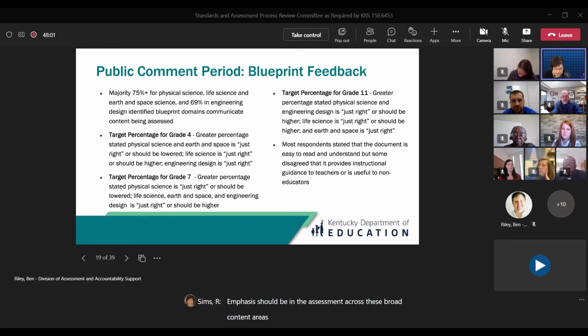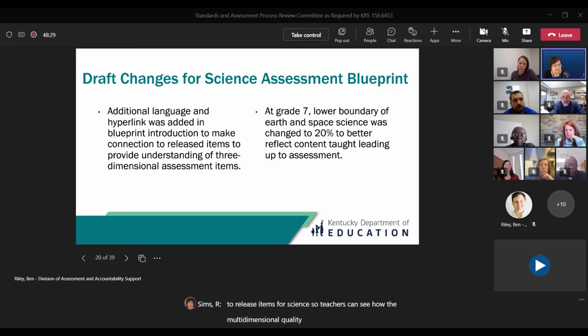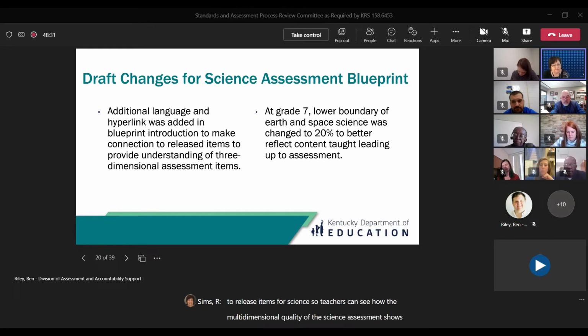So as we go to slide 20, the process did yield some suggestions, two changes for the assessment blueprint. One is really informational. The request was to add additional language and a hyperlink to the blueprint, when it lives in the online environment, to connect to release items for science, so teachers can see how the multidimensional quality of the science assessment shows up in release test items, and have a little bit greater understanding about how this appears in the testing process.